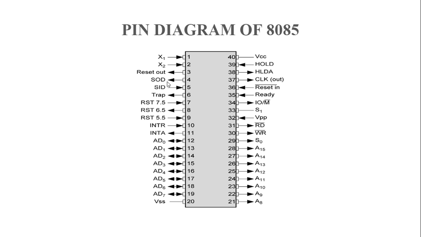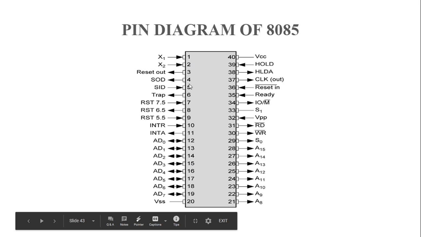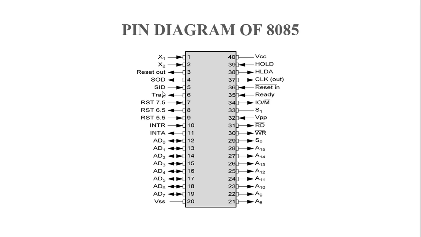Simultaneously, on the right side from 1 to 20, if we see the pin numbers, we have covered VSS to AD0, then X1, X2 and reset. What remain are SOD, SID and TRAP, up to INTR. All these pins are related to interrupts, and a separate unit is available in our syllabus, that is unit number 4. The topic is the interrupt, in which we study all these pins. That's why we have not taken those pins now.